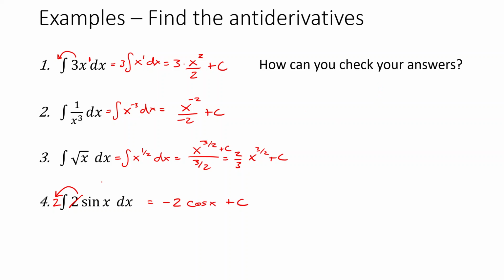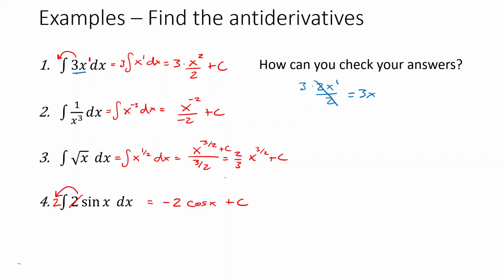Can we check our answers? We sure can. We just have to take the derivative. So if we were to take the derivative of this guy, we would bring down the 2. So we'd have 3 times 2x now to the first over 2. The derivative of c would be 0. The 2's cancel out. We get 3x, which is just like what we started with. So you can always take the derivative to check.